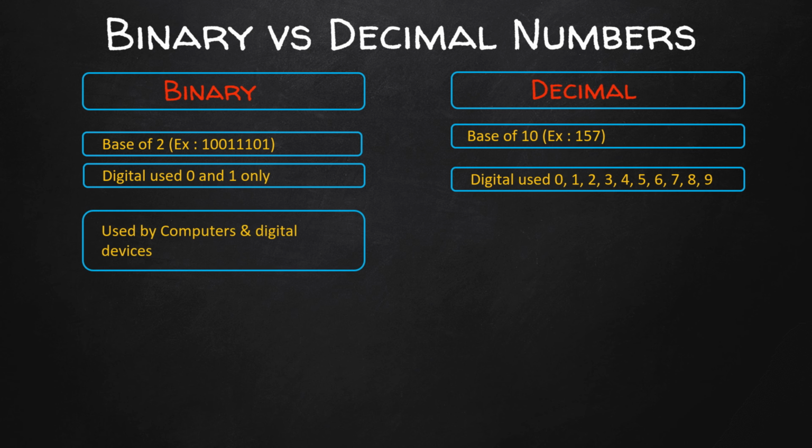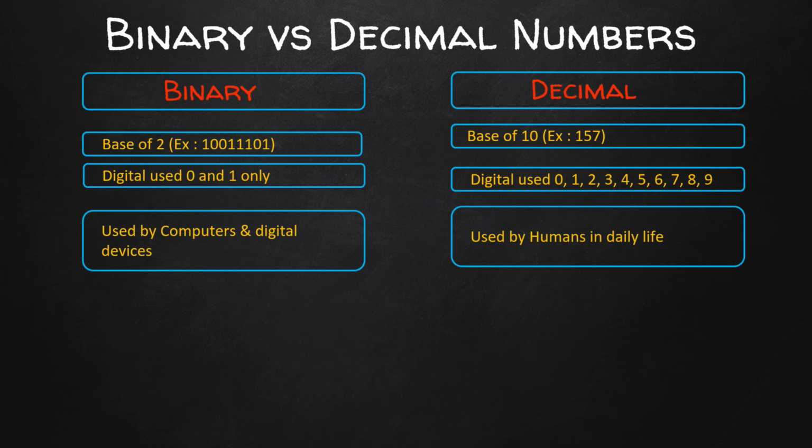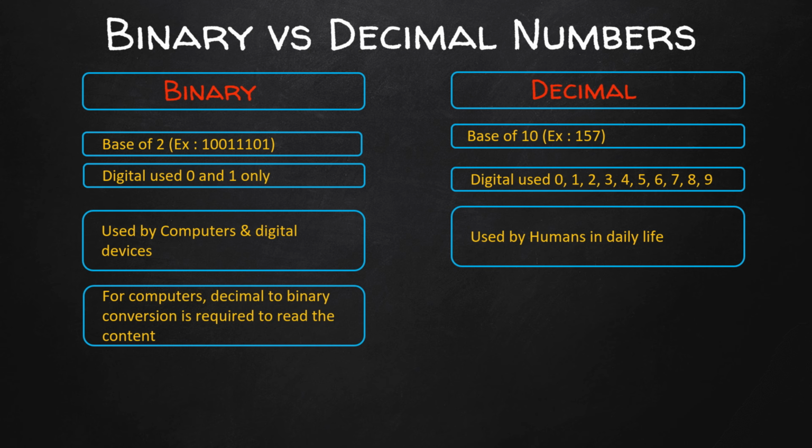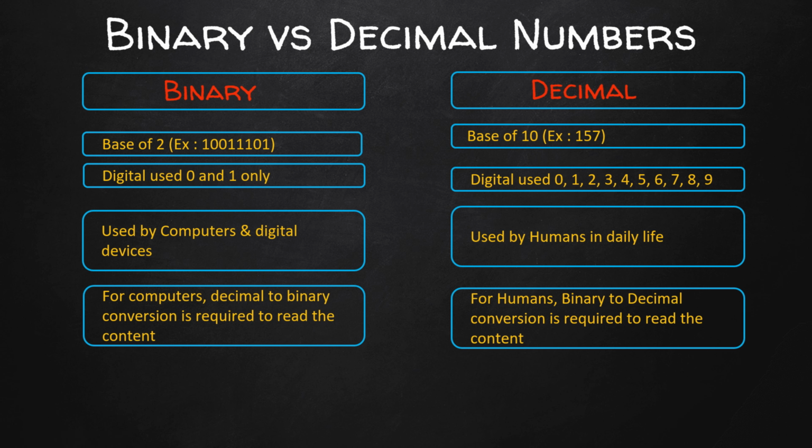The binary number system is used by computers and digital devices. On the other hand, the decimal number system is used by humans in daily life. Another point is, for a computer, decimal to binary conversion is required to read the content because computers can only understand the binary number system. On the other hand, for humans, binary to decimal conversion is required to read the content because for humans, decimal is easily readable, but binary is a little bit difficult to read if it is a large number. So these are the main differences between binary and decimal numbers.